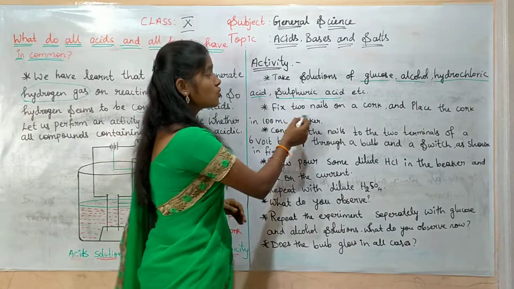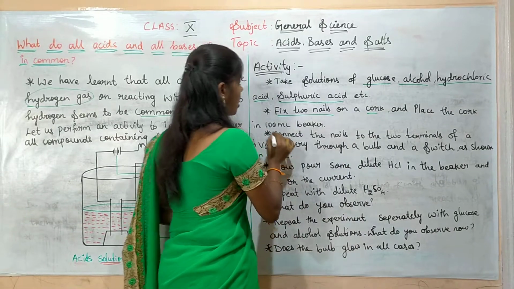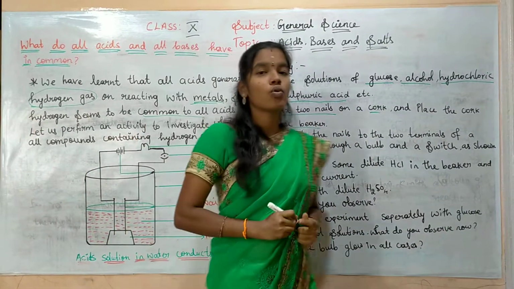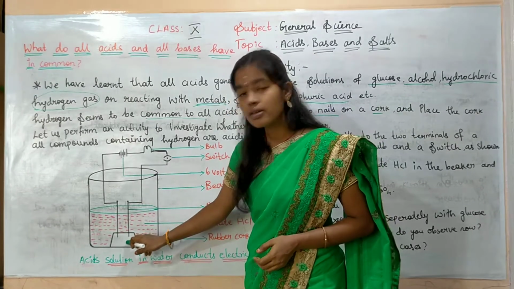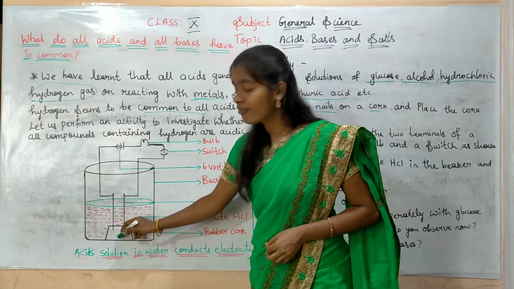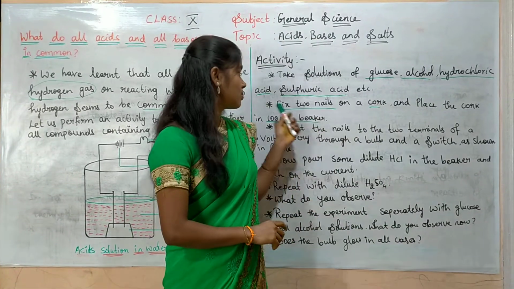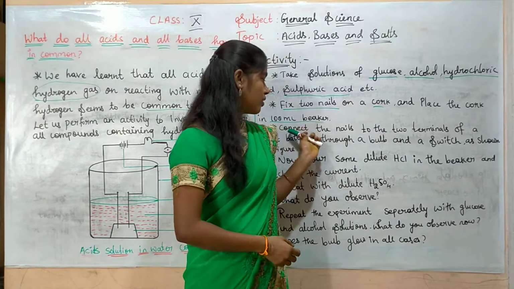Okay, so fix 2 nails on a cork and place the cork in a 100 ml beaker. You have to take 2 nails and fix them on the rubber cork, and that rubber cork you have to fix in the beaker. That is the second step.